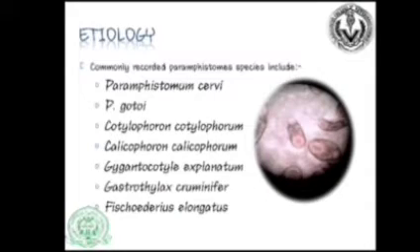Next up is the etiology. Amphistomiasis in farm and wild mammals is due to infection with paramphistomes such as the species Paramphistomum cervi, Paramphistomum gotoi, Cotylophoron cotylophorum, Chenophorum cheliophorum, Gigantocotyle explanatum, Gastrothylax crumenifer, and lastly Fischoederius elongatus.